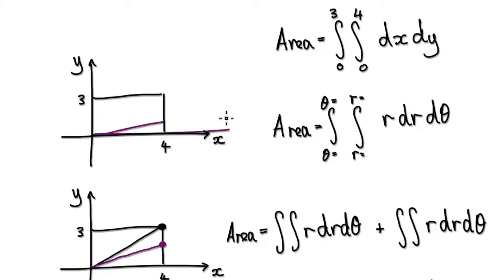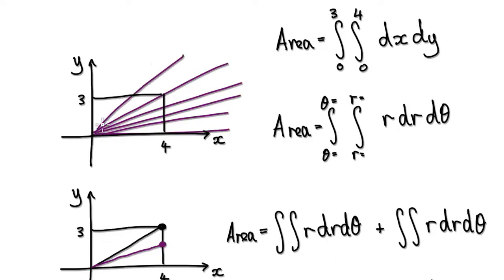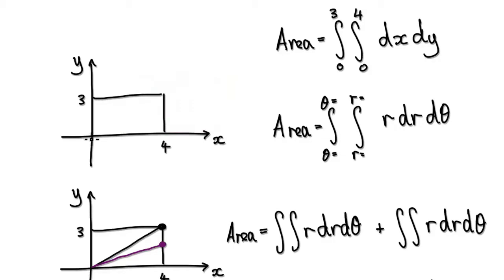Remember, polar coordinates scan the angle from 0 to 90 degrees, which is pi over 2. So really you need to scan like this. You always need to know the radius as you're scanning through this whole region.